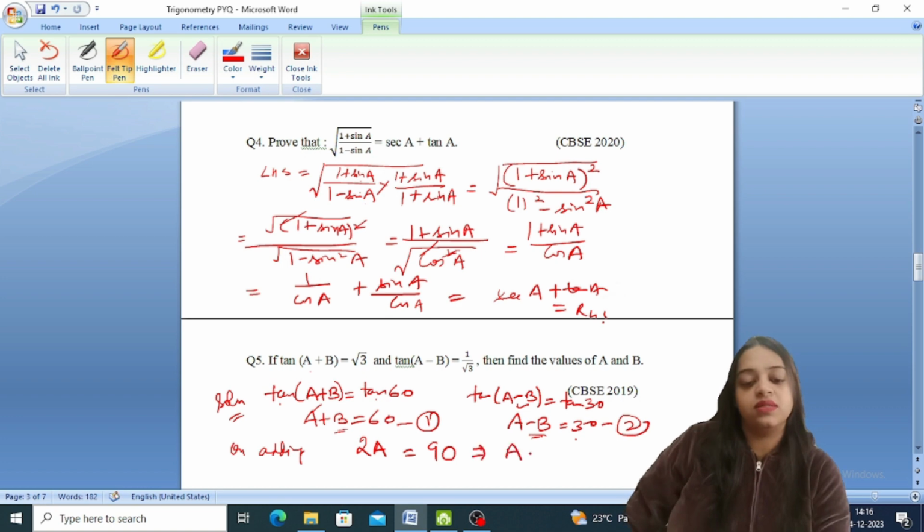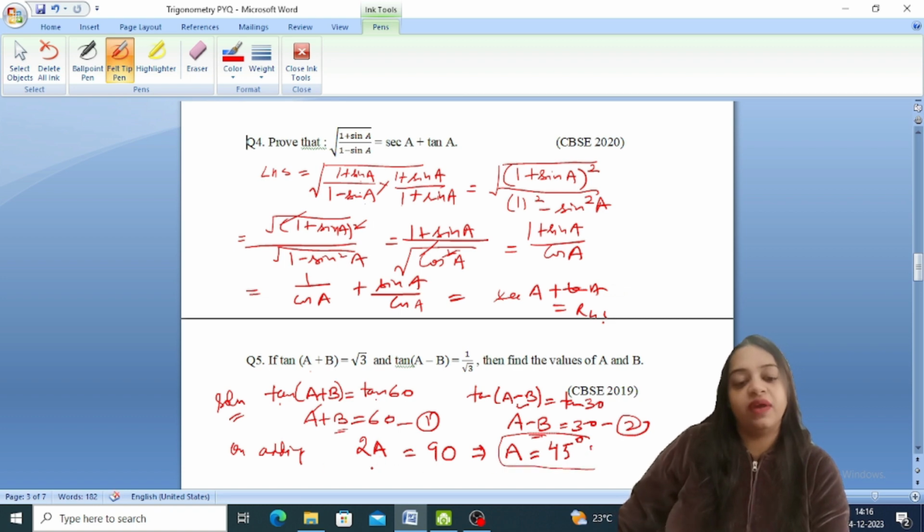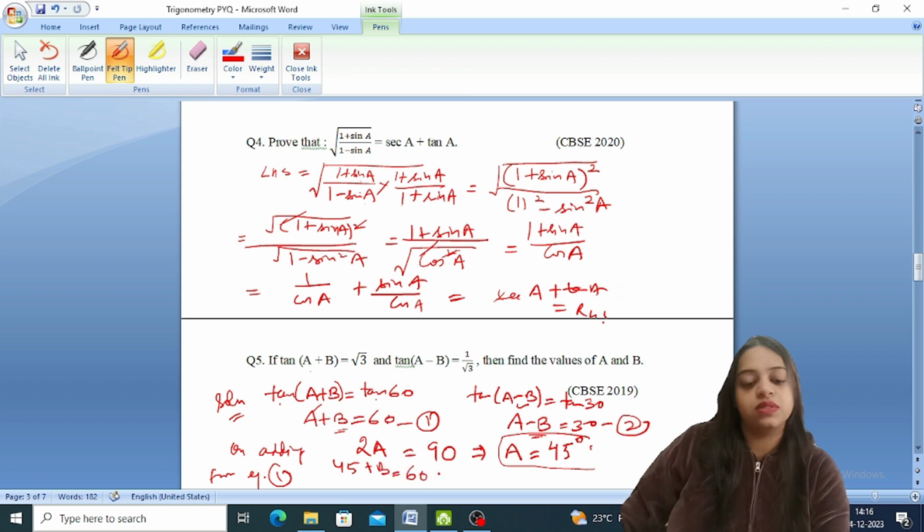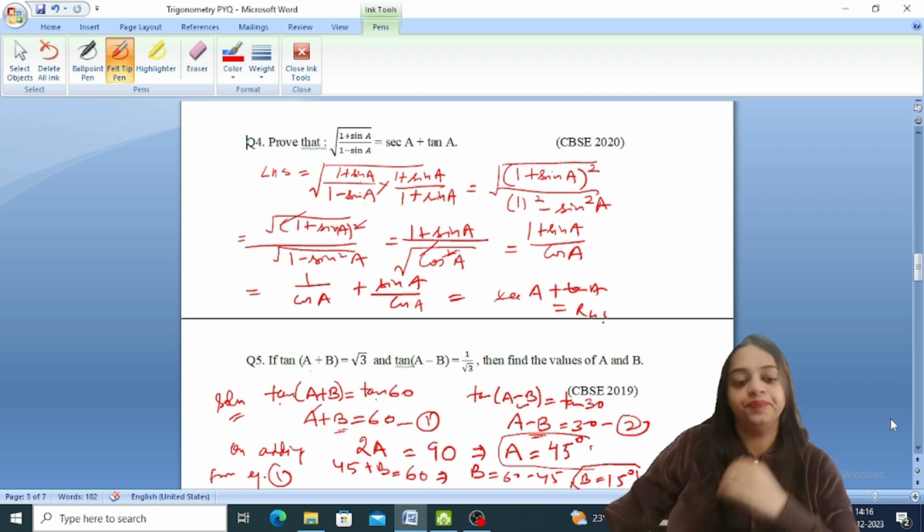So what is the answer for A? 90 divided by 2, 45 degrees. Now put this value of A as 45 either in equation 1 or in 2. I am putting in equation 1. So from equation 1, 45 plus B equals 60. It means B is what? 60 minus 45. B is 15 degree. So A is 45 and B is 15. Let's move to the next question now.